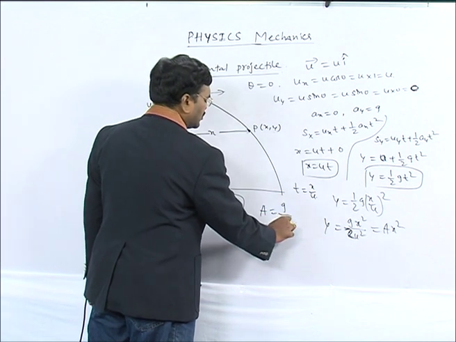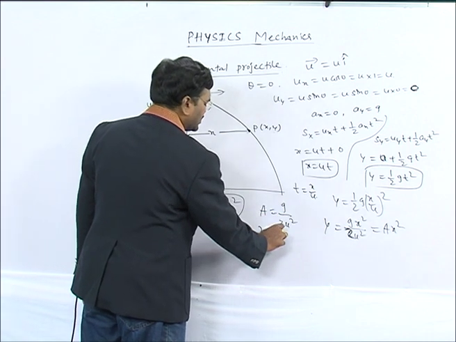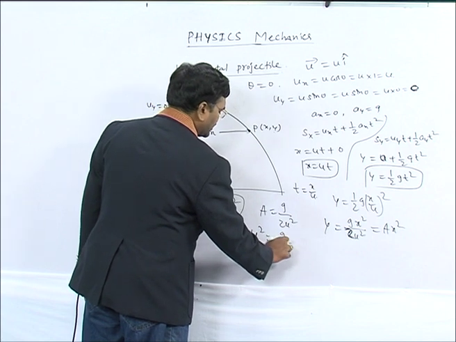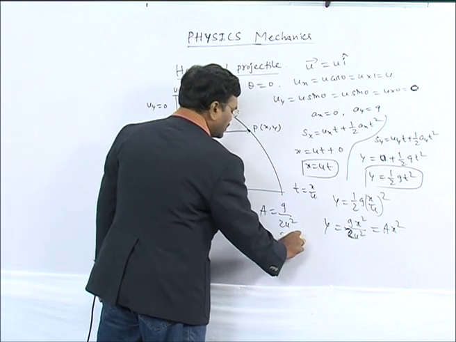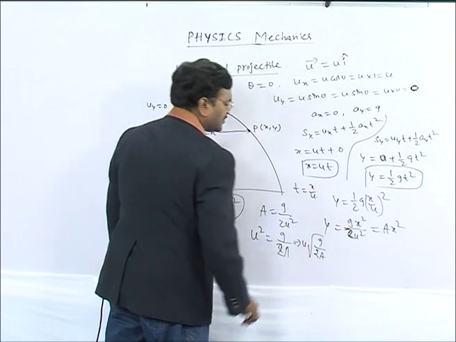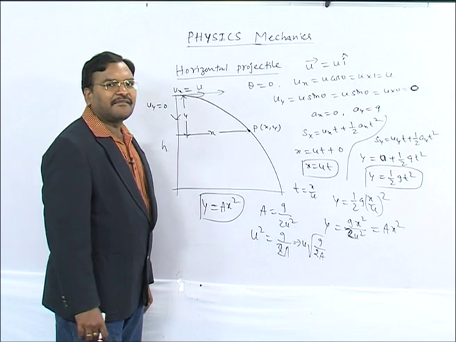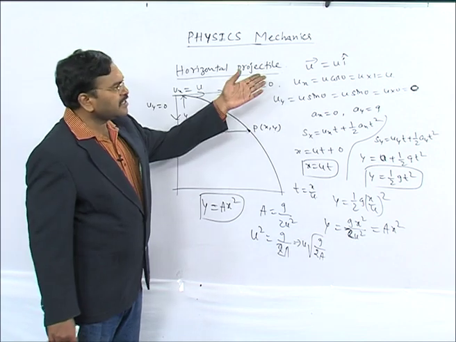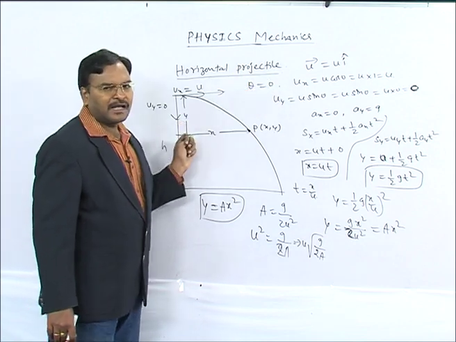From this, u square is equal to how much? g by 2a. Now u is equal to under root of g by 2a, like this. And also we calculate the velocity of a projectile. What is the initial velocity vector? u i cap. I cap means what?